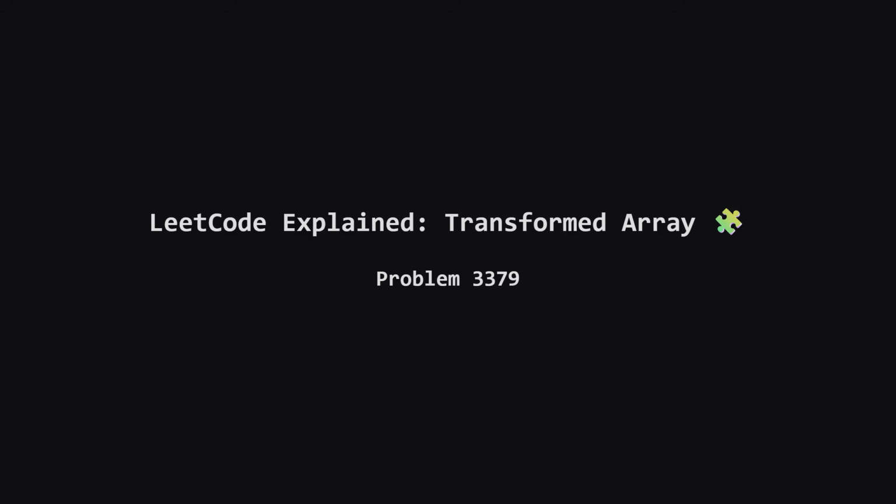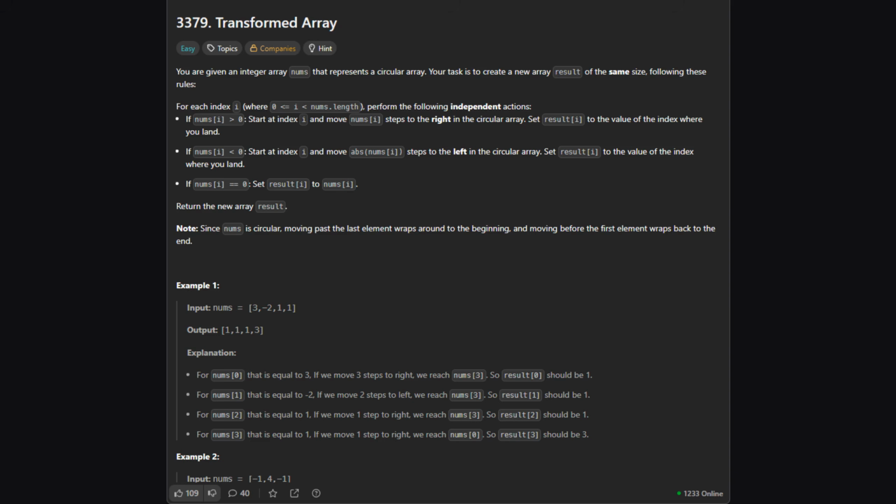Hello and welcome back. Today we're tackling a problem called transformed array, which is Leetcode number 3379. It's a fun one involving circular movement, kind of like moving pieces on a board game that loops back to the start. If you've ever dealt with wrapping indices or circular buffers, you'll feel right at home here. Let's dive in. First, let's understand what we're being asked to do.